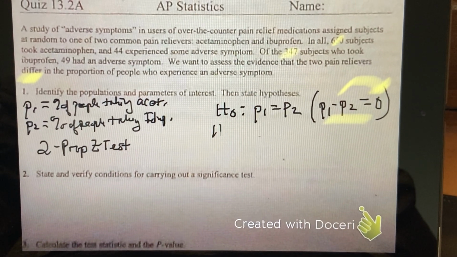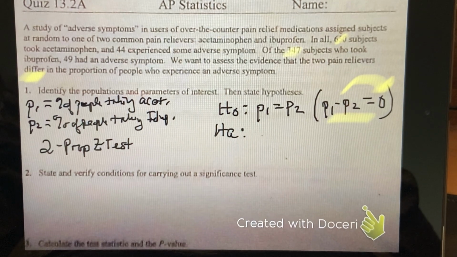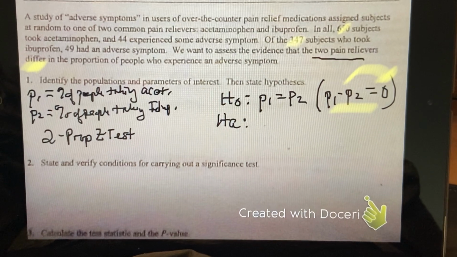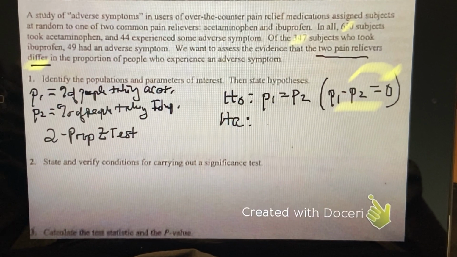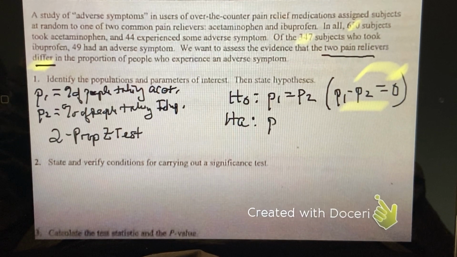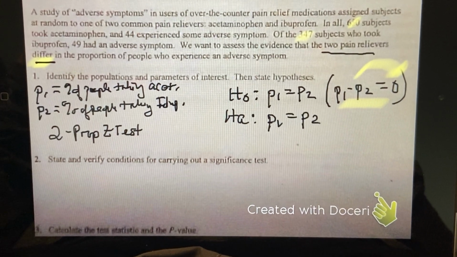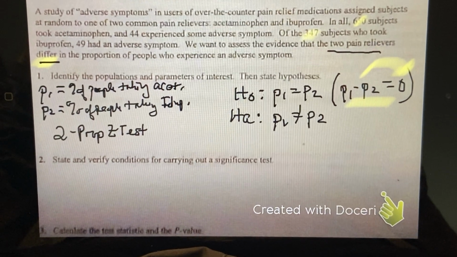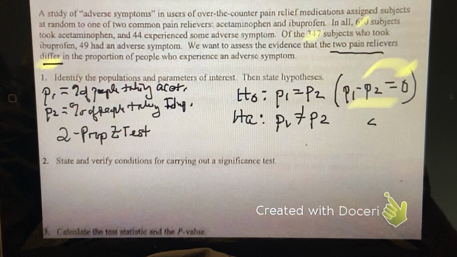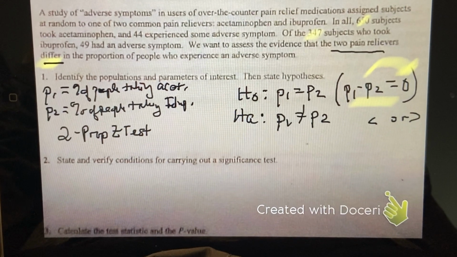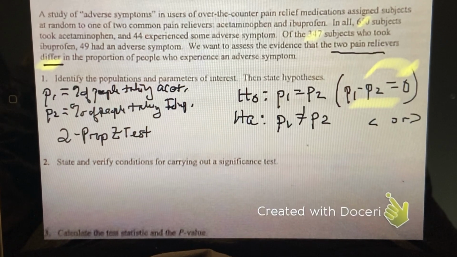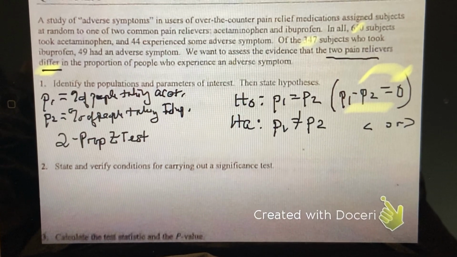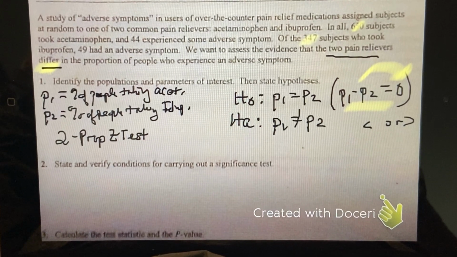Now, the alternative is what they're asking us to see. So they just want to know, is there evidence that the two pain relievers differ? So anytime you see the word differ, then you know you're going to have what's called a two-tailed test. Okay, and this is not equal to. So when I say not equal to, we're assuming it can be greater than or less than. However you want to put it, we're going to say not equal to. All right? And so that is just the state part.